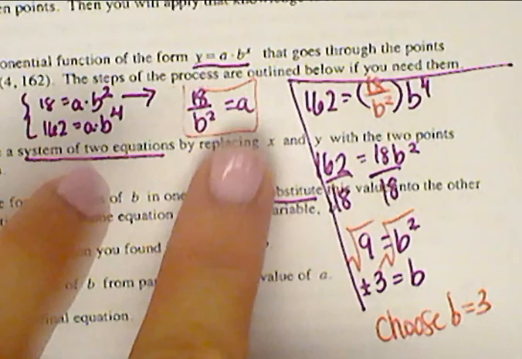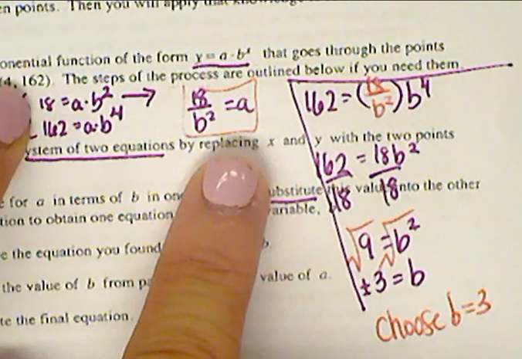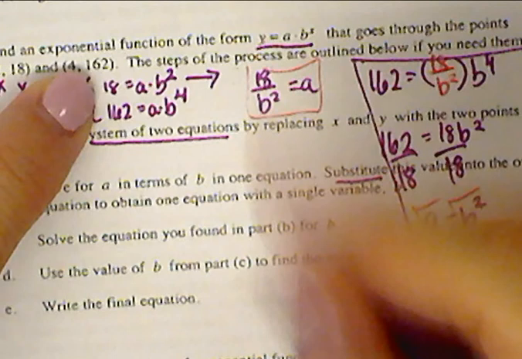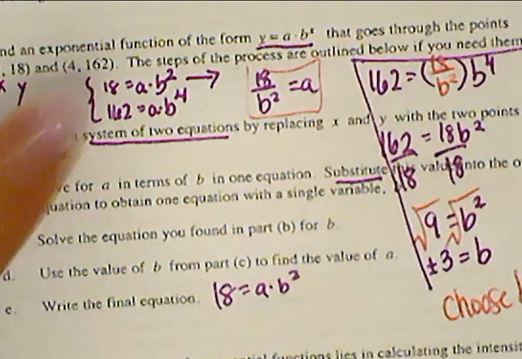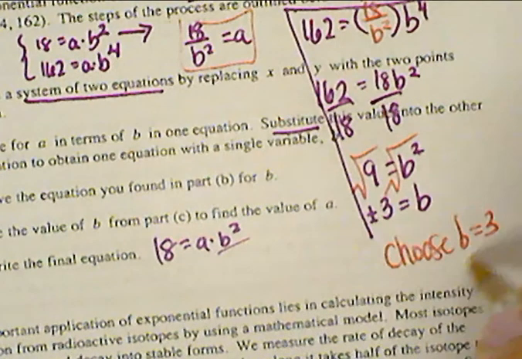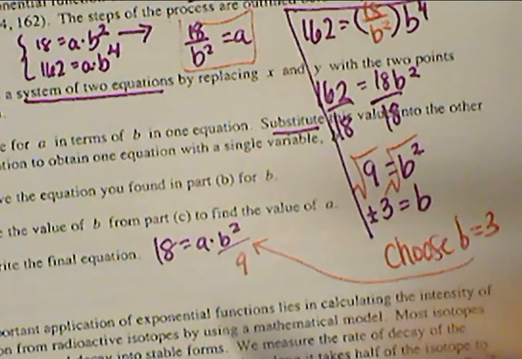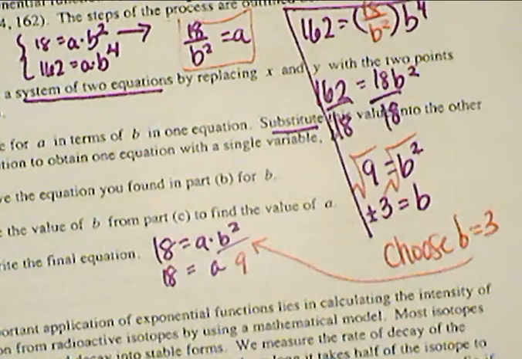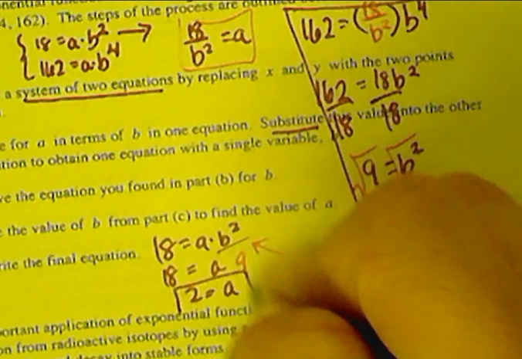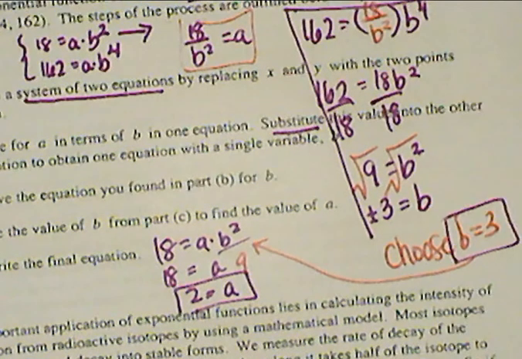18 equals a. This one, huh? Yes, I'm going to take that one: 18 equals a times b squared. But now what do I know b to be? 3. b is 3, so b squared is 9. If I plug that in, 9 times a equals 18, so a has got to be 2. Okay? Now what did I just do?